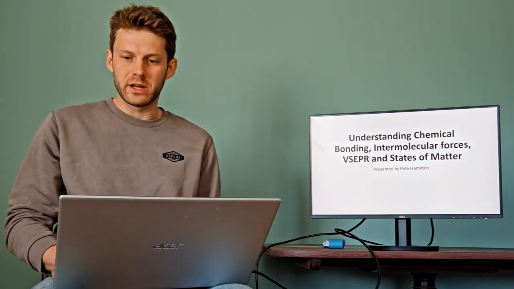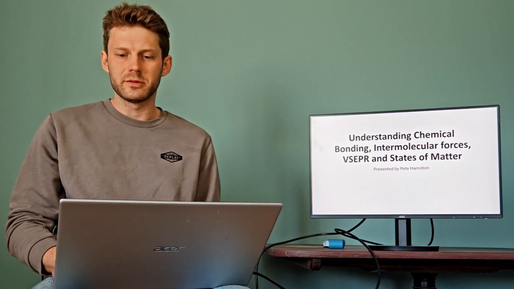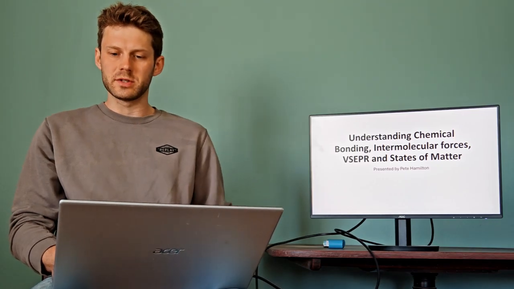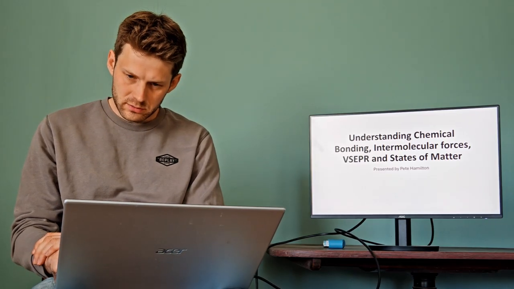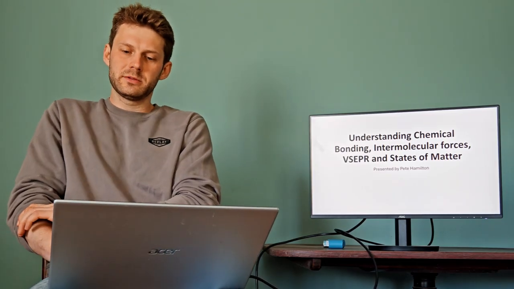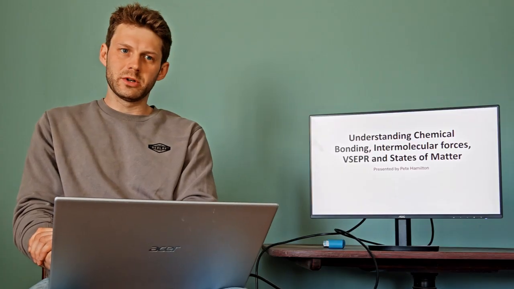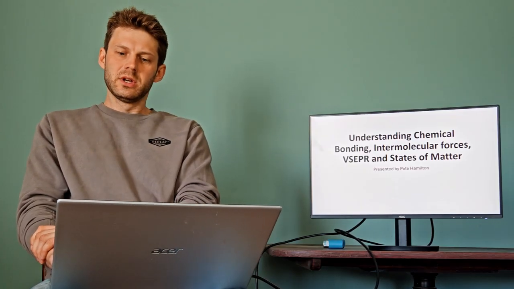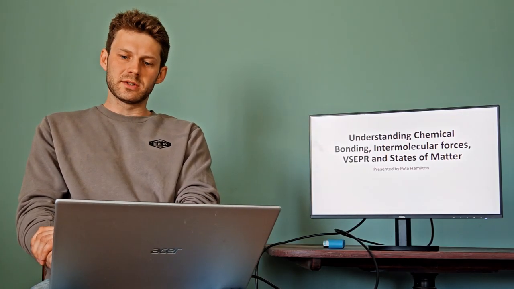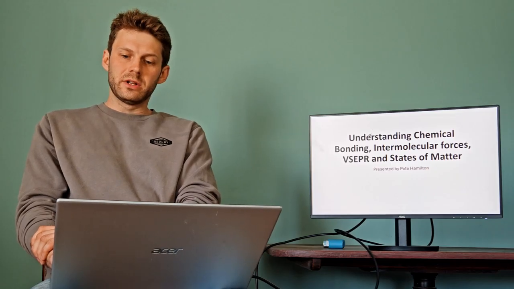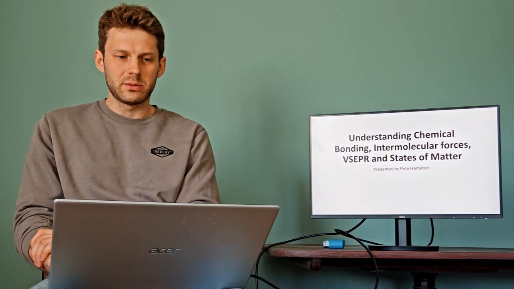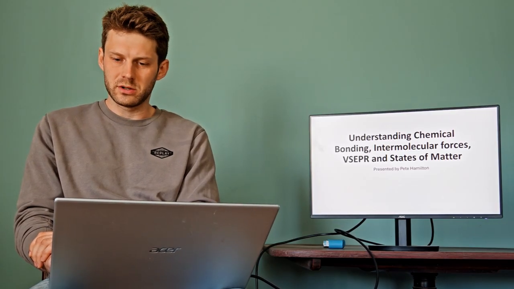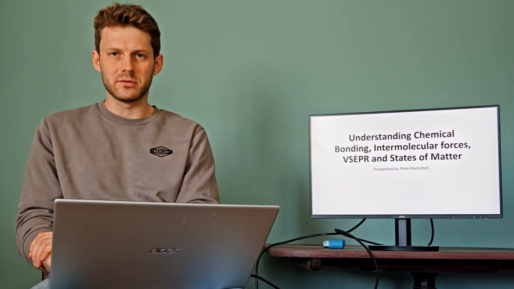Hi, my name's Pete, and today I'll be talking to you about the different types of chemical bonding and intermolecular forces and how they can affect the properties of substances, valence shell electron pair repulsion theory, or VSEPR, and how this determines the shape of molecules, and also how to safely store chemicals in their different states of matter.